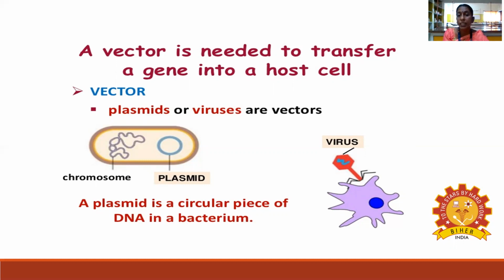And then where is it located within the bacteria? It is commercially available also. The plasmid is a circular piece of DNA present in the bacteria. The virus also acts as a carrier of genetic information, a carrier of genetic DNA.